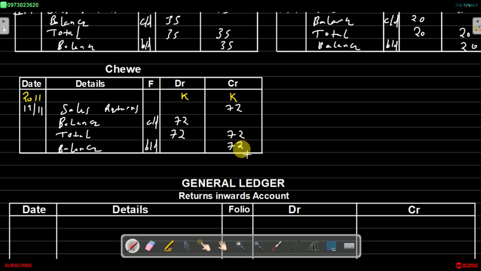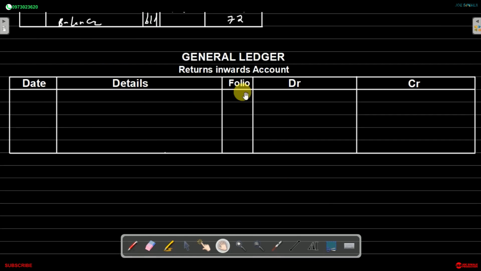So this is how you can record the personal accounts in the sales ledger. When you have questions, please ask in the group. Then let us look at the last part of the question. The last part of the question just tells us to show the returns inwards account in the general ledger. To answer this question, the first thing that we're going to do is to write down the year. So the year is 2011, and we're using kwacha.